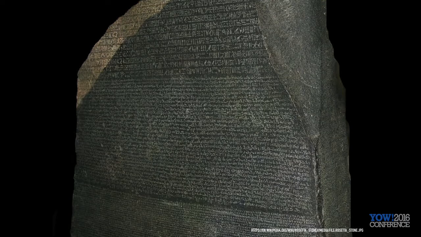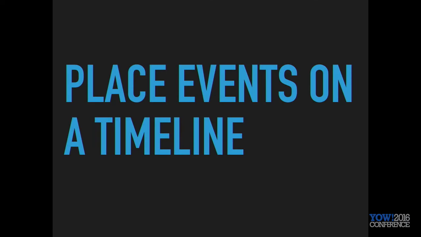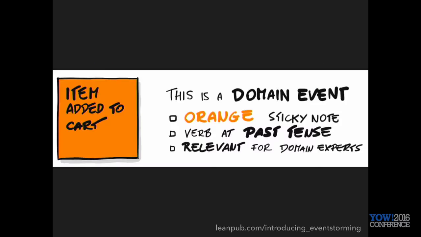So let's talk about what event storming actually is. The idea with event storming is that you place events on a timeline. So what do we mean by an event? What we're talking about in domain-driven design terms is a domain event. We represent that in event storming on an orange sticky, and we give people Sharpies, and they write these events in the past tense on these stickies.